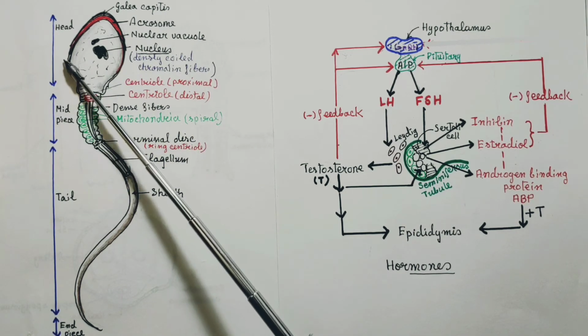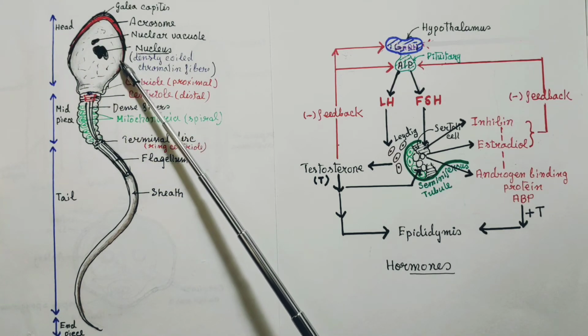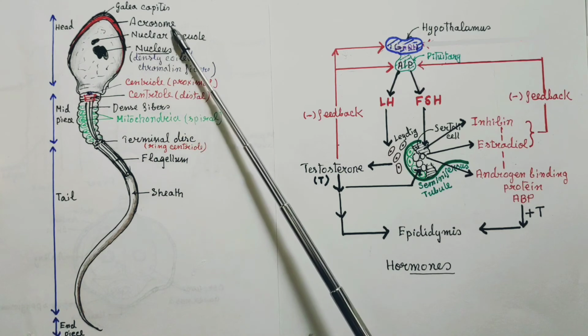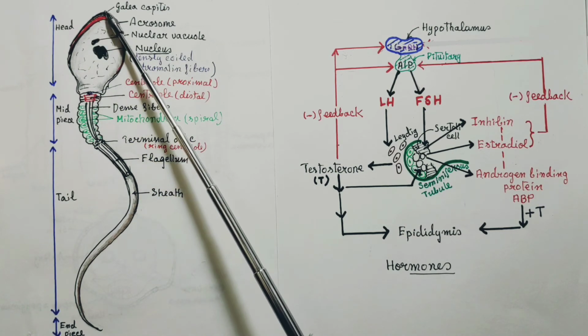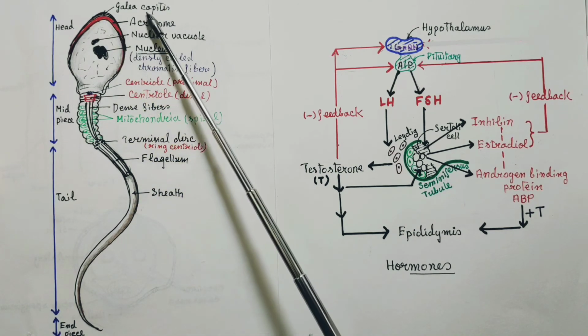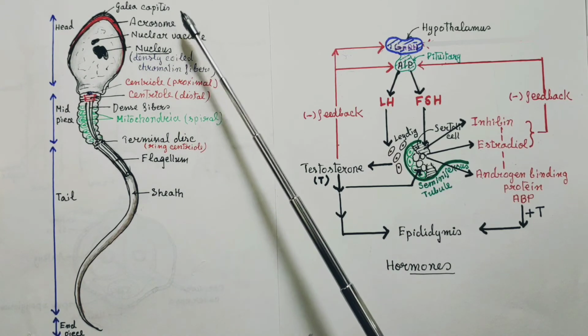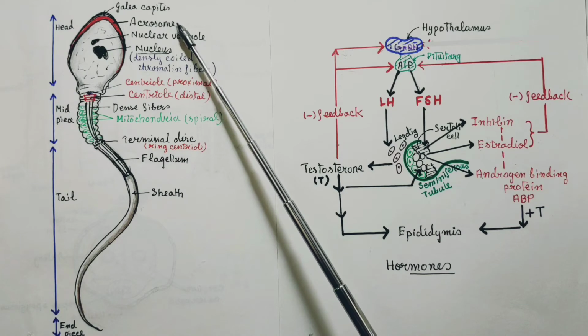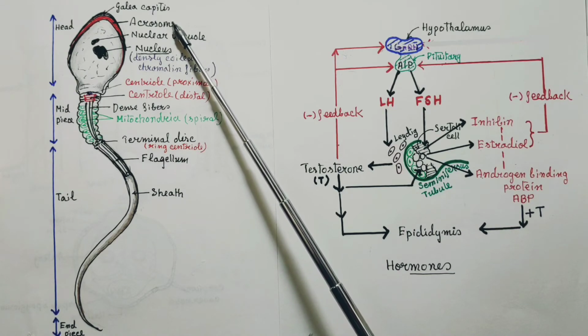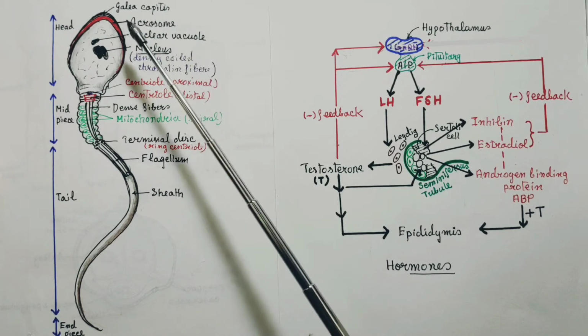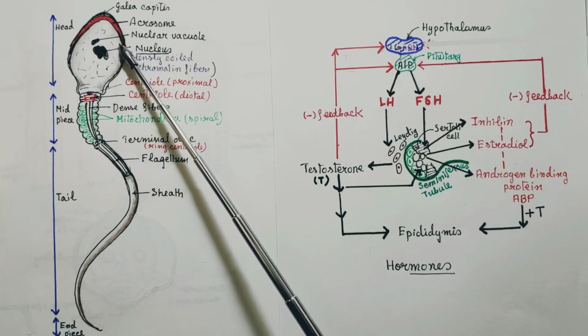This head is surrounded anteriorly by a thin sac-like structure known as the acrosome. And the cap part of this thin sac is known as galea capitis. We have seen that this acrosome is a product of the Golgi apparatus. It is located just under the plasma membrane and just above the nucleus.